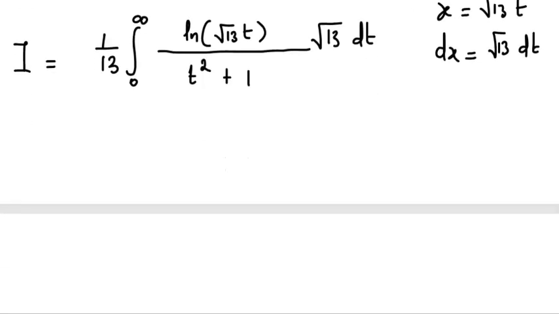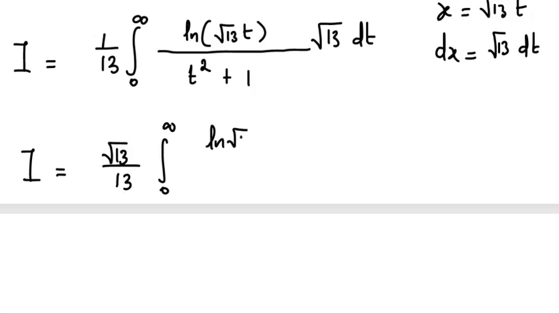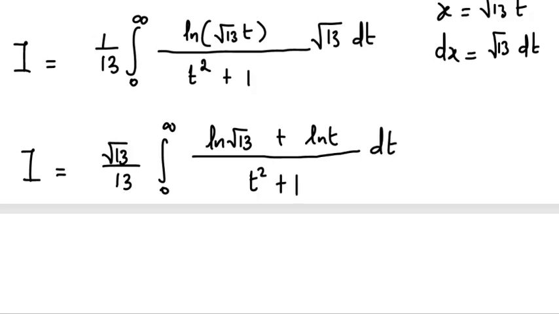So from here, our I is going to be equal to root of 13 divided by 13 outside, then the integral from 0 to infinity. Up here, with the property of logarithm, it will become natural log of root of 13 plus the natural log of t, divided by t squared plus 1, and don't forget our dt.